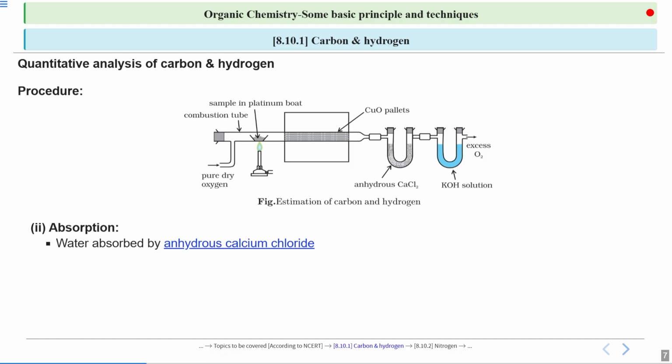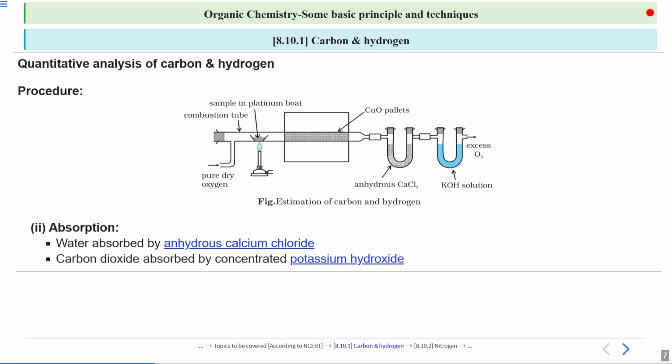First, the water produced during the combustion is absorbed by anhydrous calcium chloride. This is a common technique in labs because calcium chloride is very effective at removing moisture, ensuring that only dry gas moves on to the next stage.